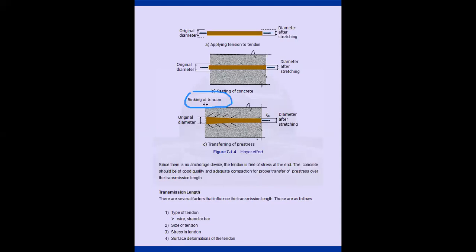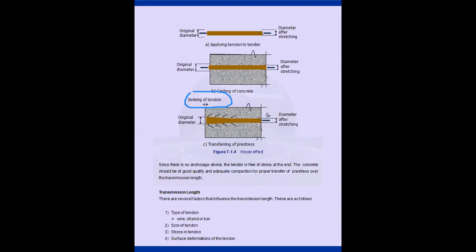Let's know what factors influence the transmission length. That is also very important theoretically. What are the factors? First one, type of tendon. What are the types of tendons? Just now we have gone through them: one is indented tendon, another one is twisted rod, and the third one is deformed bar.